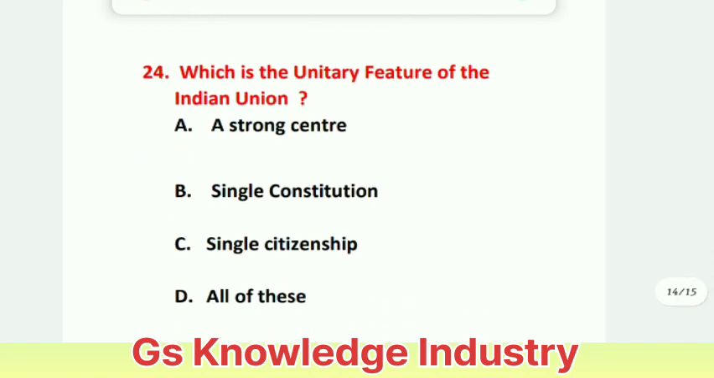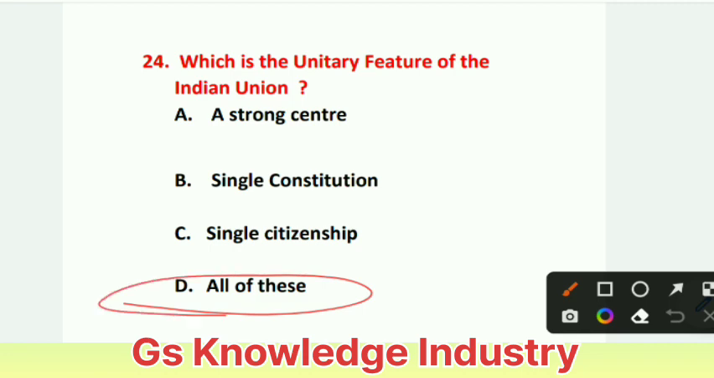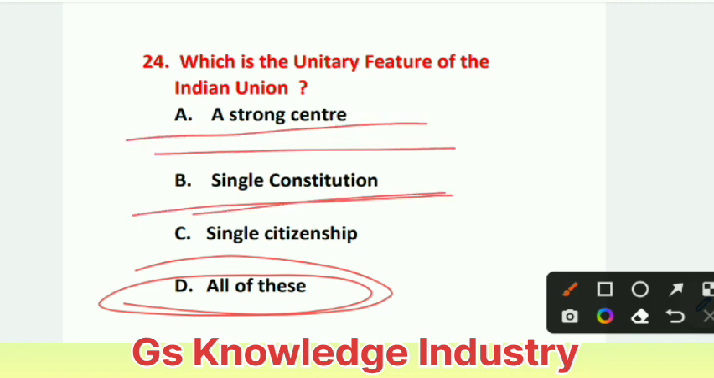24 number question. Which is the unitary feature of the Indian Union? Option A, strong center. Option B, single constitution. Option C, single citizenship. Option D, all of these. Here the right answer is option D, all of these. Strong center, single constitution, and single citizenship, all of these are correct answers.